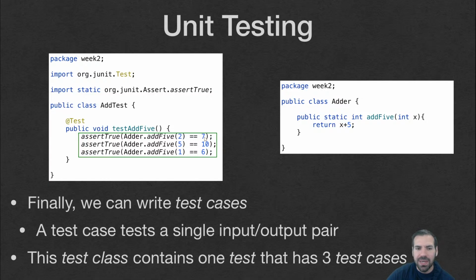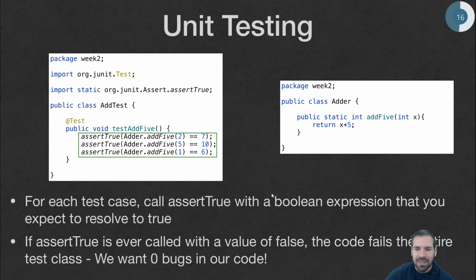On the input 2, I expect 7. On input 5, I expect 10. On input 1, I expect 6. And for each test case, I'm going to assert what the outcome should be. This is the critical part here. This is the whole point of testing, is to add our asserts. So I'm using this assertTrue method that we statically imported from the Assert class, and I'm calling this method to assert a value that I expect to be true.